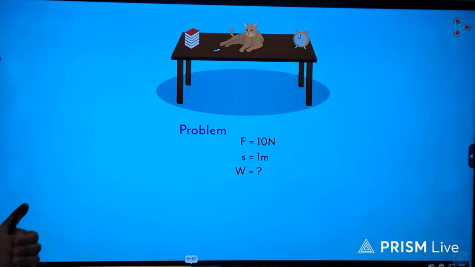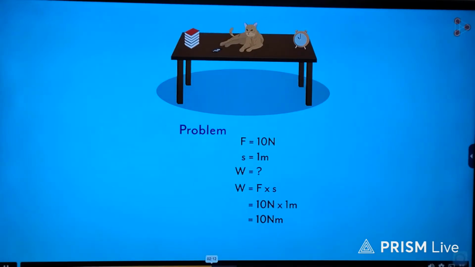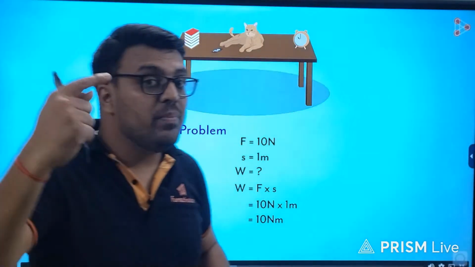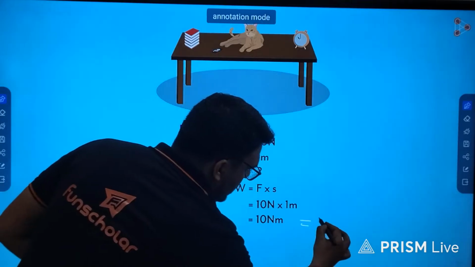Since the force acts on the object through displacement, we multiply the value of the force with the value of displacement. So multiply 10 with 1 and we get 10 Newton meters as the answer. So is the answer complete here? Now we know that 10 Newton meter, we can substitute this 10 Newton meter.